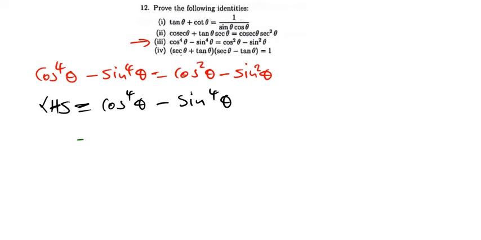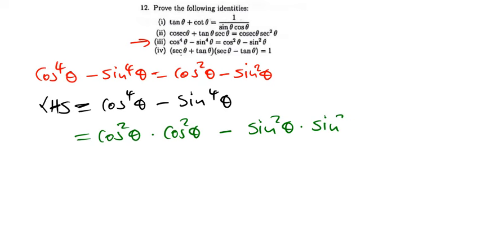So if I look at cosine to the power 4, I can split that into a product of cosine squared of theta multiplied by cosine squared of theta. And then minus, again there we can say sine squared of theta multiplied by sine squared of theta. So what happens if we try to plug in into one of them?